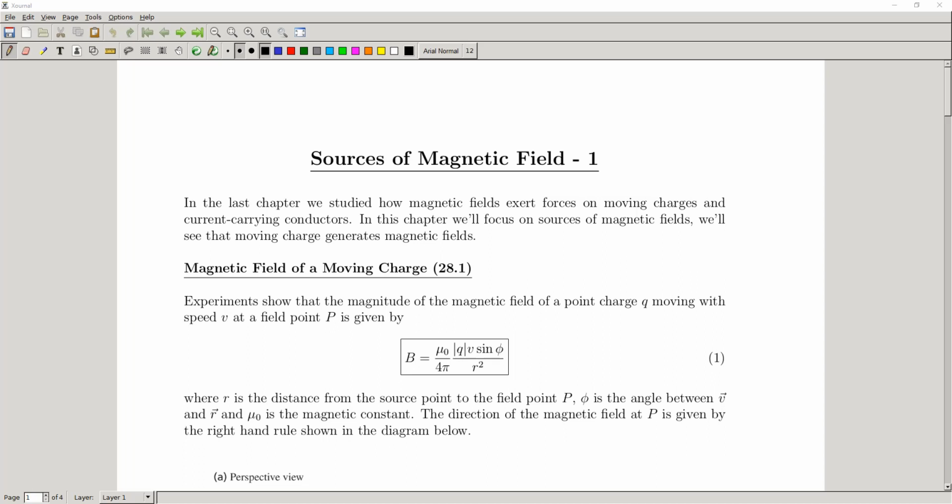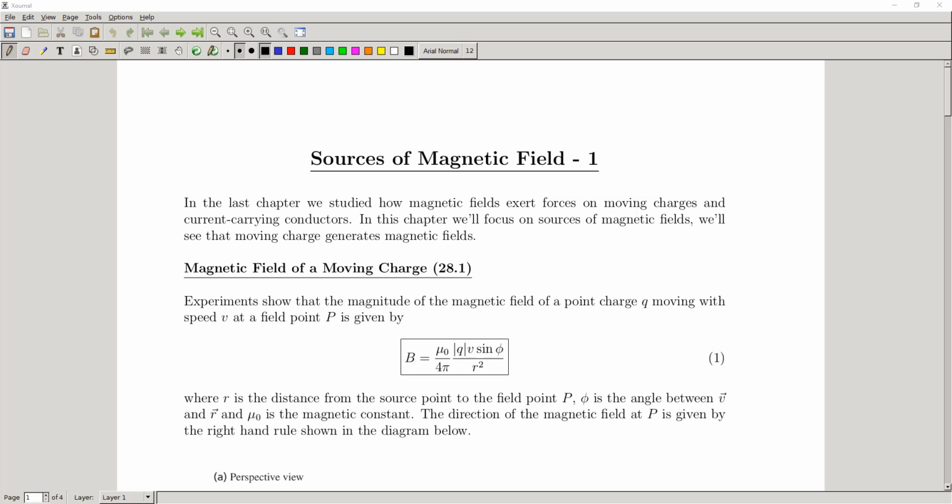Okay, this is going to be our first video in our series on sources of magnetic fields. This is chapter 28 from the textbook, and I'll get right into it here. In the last chapter we studied how magnetic fields exert forces on moving charges and on current carrying conductors. In this chapter we're going to focus on the sources of those magnetic fields, on what's producing them. We're going to see that it's moving charge that generates these magnetic fields.